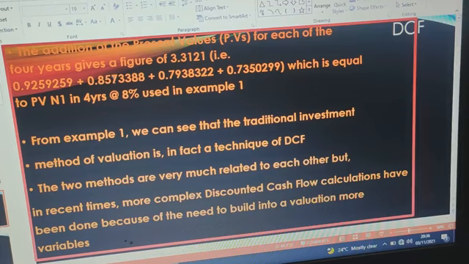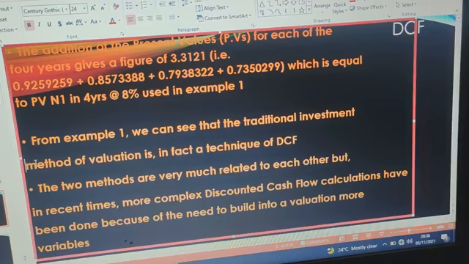The addition of the present values, PVs, for each of the 4 years gives a figure of 3.3121, i.e. 0.9259259 plus 0.8573388 plus 0.7938322 plus 0.7350299, which is equal to PV N1 in 4 years at 8% used in Example 1. From Example 1, we can see that the traditional investment method of valuation is, in fact, a technique of DCF.